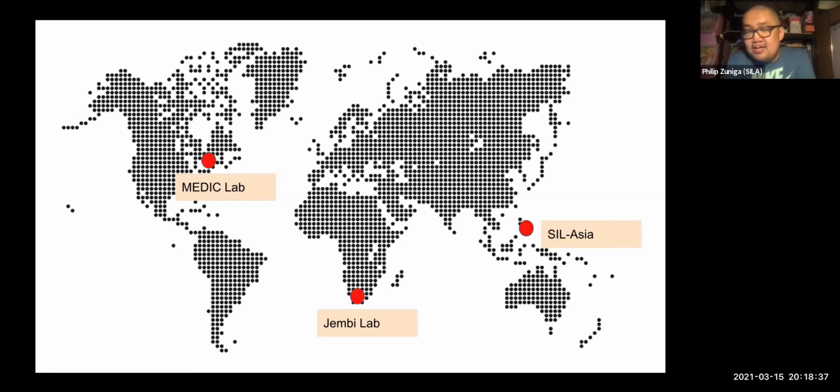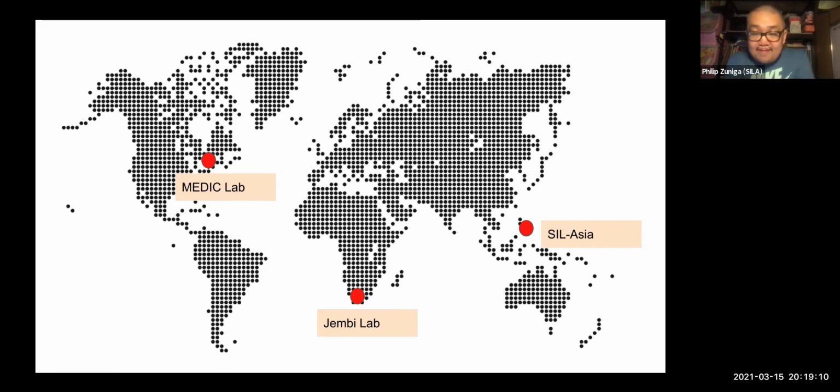And then the Medic Lab worked with the Gembi Lab. The Gembi Lab was the second interoperability lab, based in South Africa. If you are familiar with Open HIM, Open Health Integrator Mediator, they were the ones who developed that. They are also very active in the Open HIE community. The Gembi Lab was established to support interoperability in the African region.